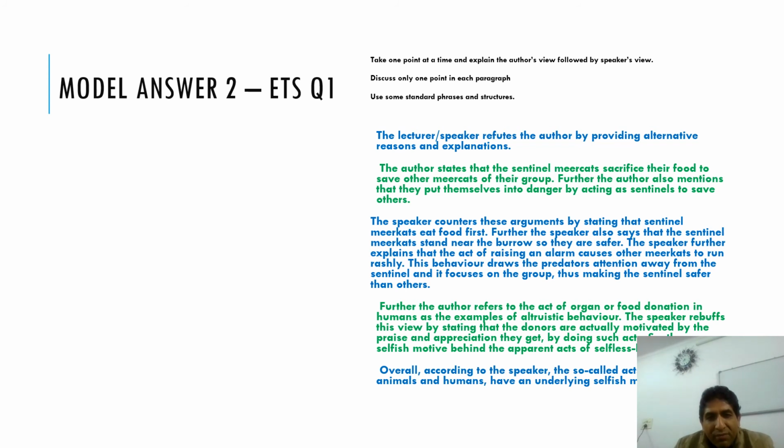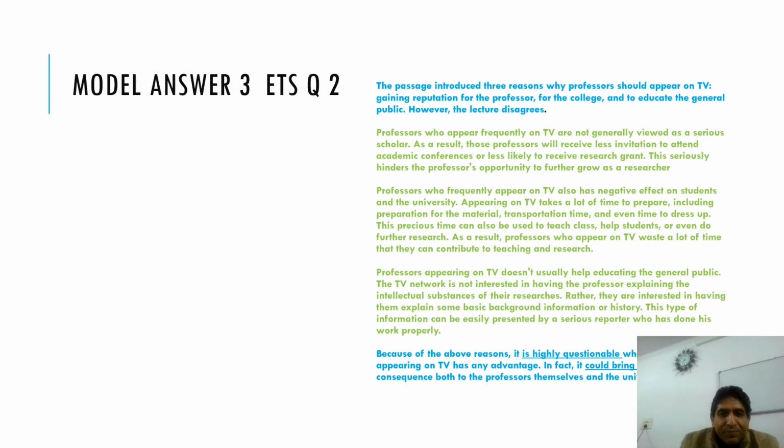So first we have discussed the author's point of view, then we are refuting it by stating what the speaker says, and then again there is the structure of author and speaker. So more or less the same kind of structure. The only difference is that first we talk about the author separately, then we talk about the speaker, and then we summarize the whole thing.